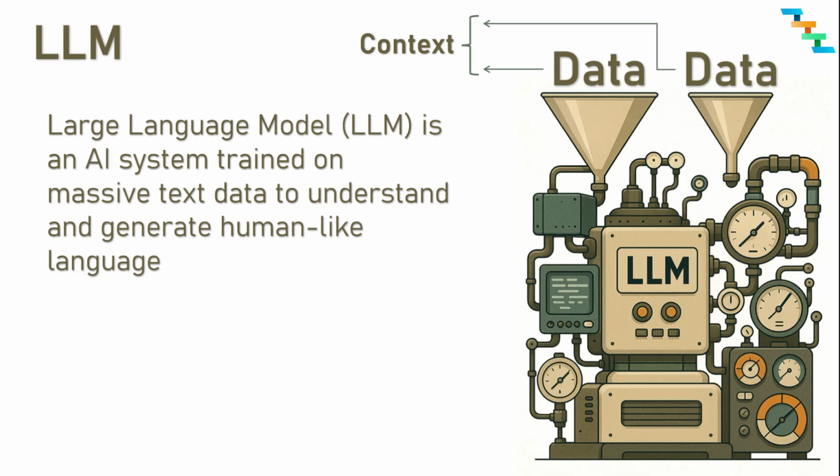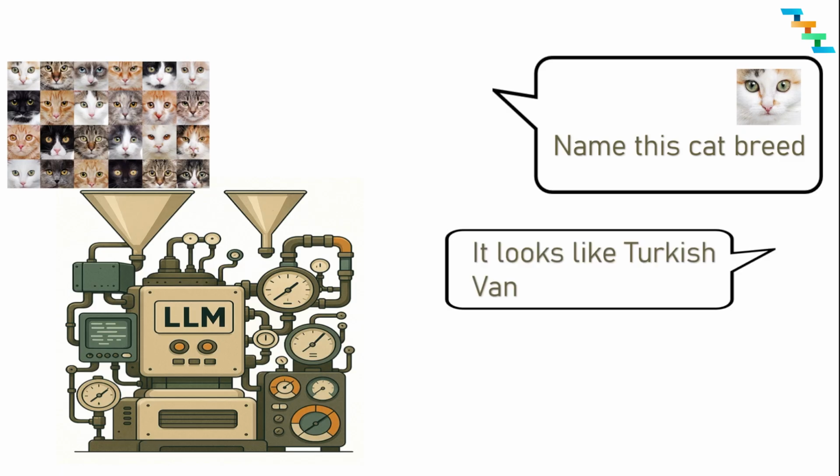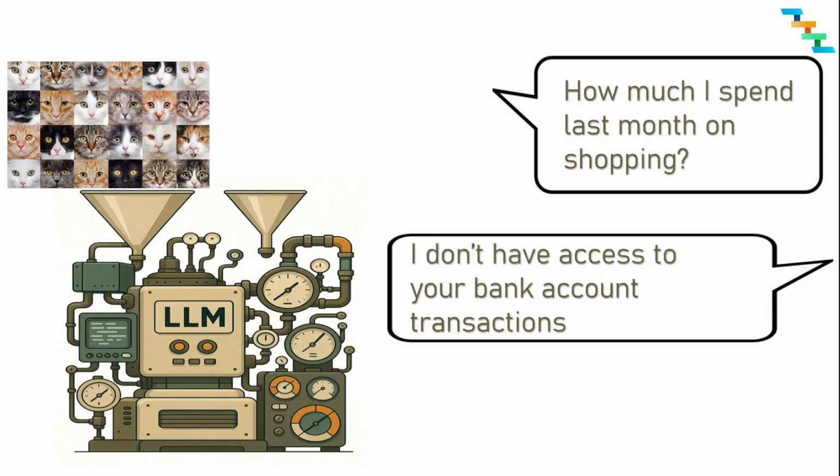An LLM, or a large language model, is an AI system trained on massive data sets to understand and generate human-like text. LLMs power chatbots, assistants, content generation, and even code completion. The real challenge comes when you want your LLM to interact with real-world systems.